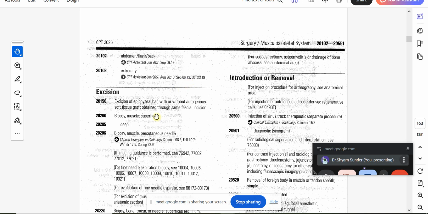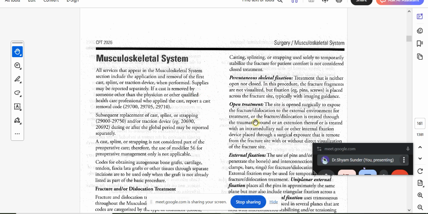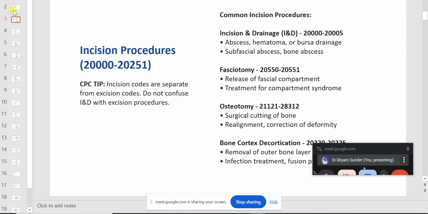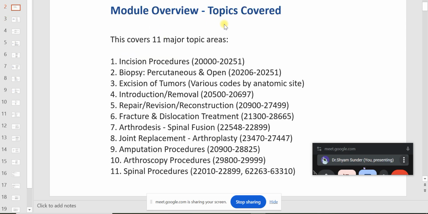All right. Likewise, we have guidelines under every heading, under the section as well as the heading. So, let us look at these musculoskeletal system procedures. We have 11 major topic areas: incision, biopsy, excision of tumors, introduction, repair, fracture. These are the procedures. Likewise, what are the surgical diseases? Whenever we're talking about surgery, we are talking about surgical disease, right? What is necessitating the surgery? That is important. Usually, it is tumor or injury. These are the two important surgical diseases: the tumor or injury. Plus, it could be an abscess, a cyst, or some other degenerative disease.